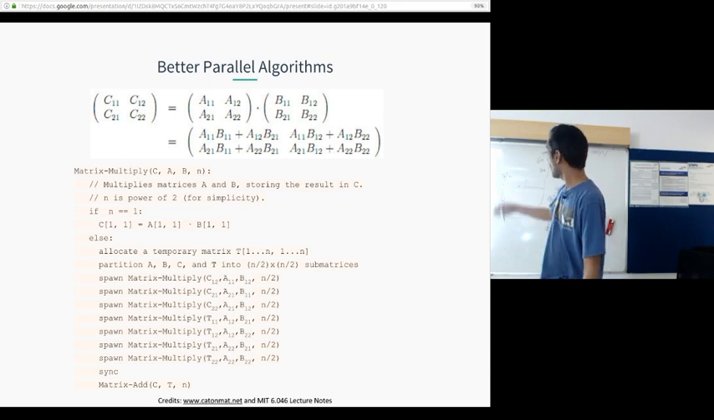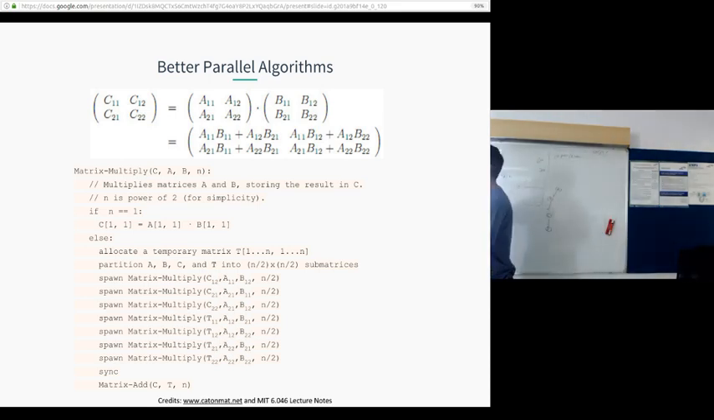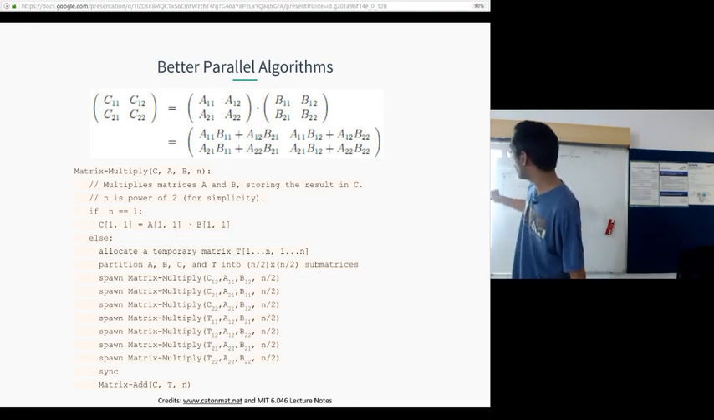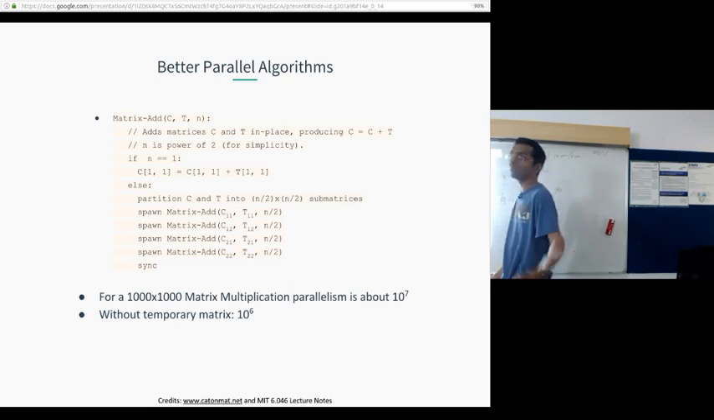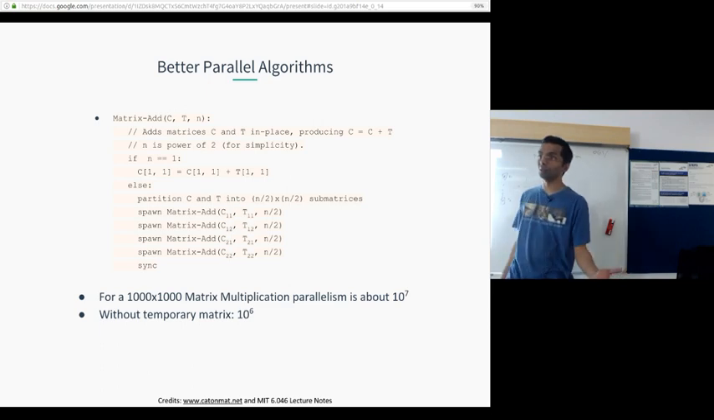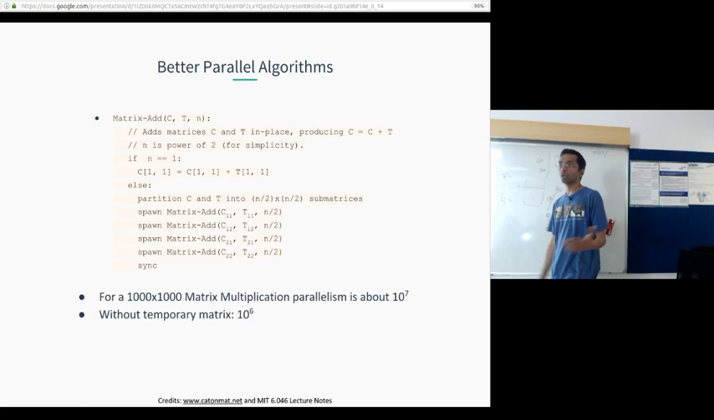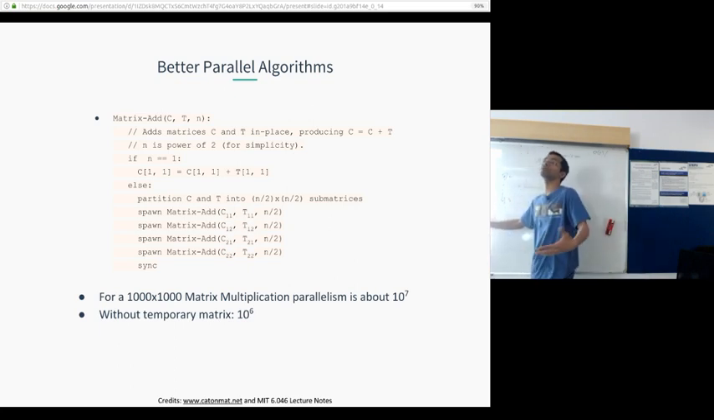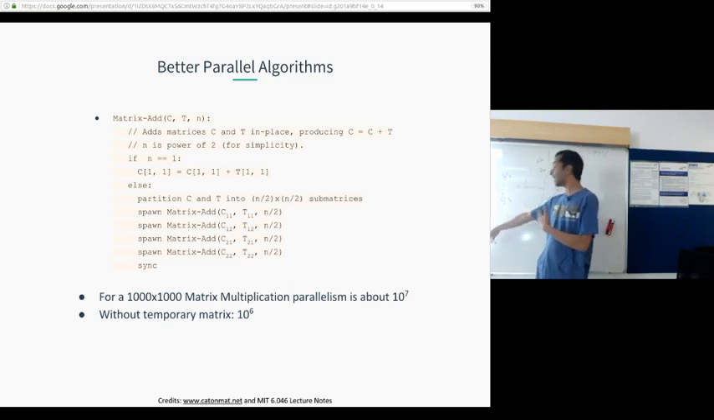And then I do the matrix multiply for all of those, and then I do the matrix add as well, which does the addition, right? And you can see that the parallelism given by this particular algorithm is a factor of 10 raised to 7. So I can actually use this algorithm up to 10 raised to 7; it can be parallelized up to 10 raised to the power 7.